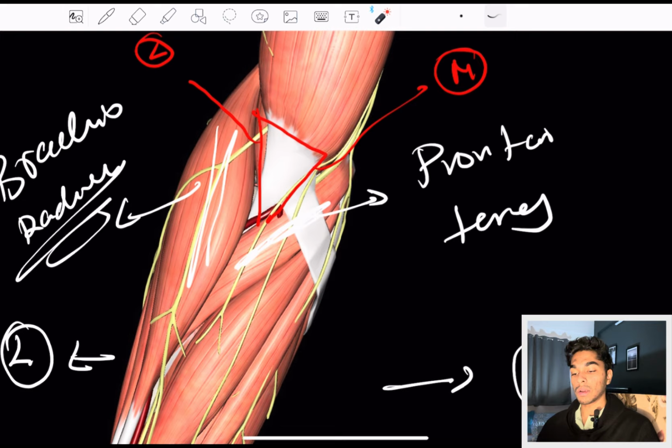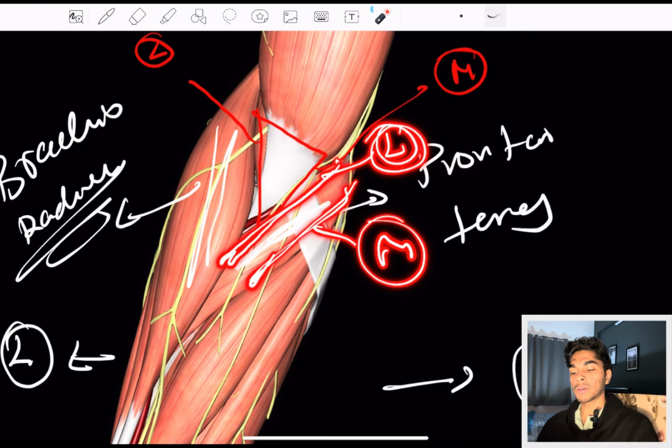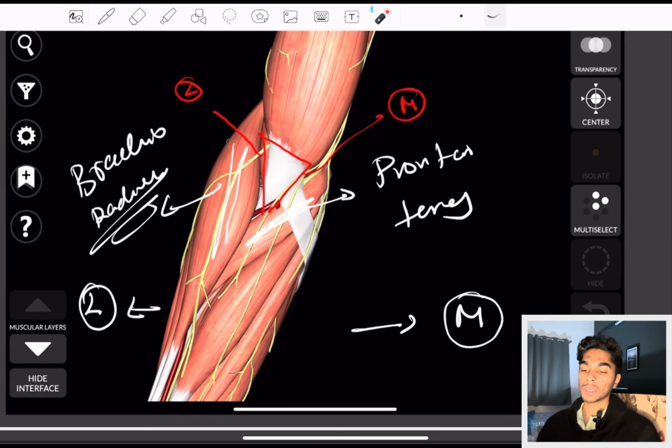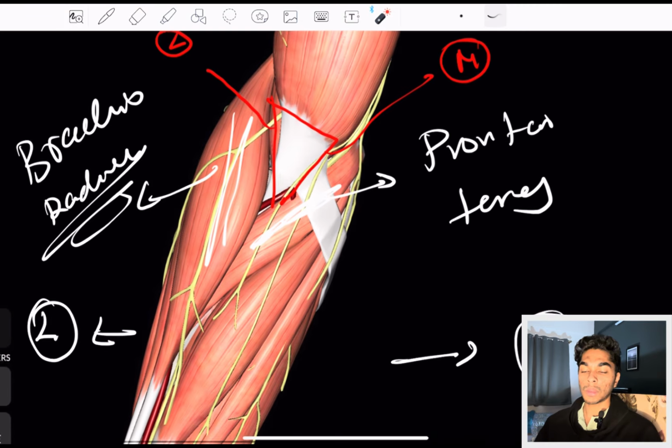And then, what is the medial part of cubital fossa? This is pronator teres. This is lateral. This is medial. So lateral part of the pronator teres is forming your medial border of the cubital fossa. If you're not understanding, watch again. So that's how the boundaries are formed.